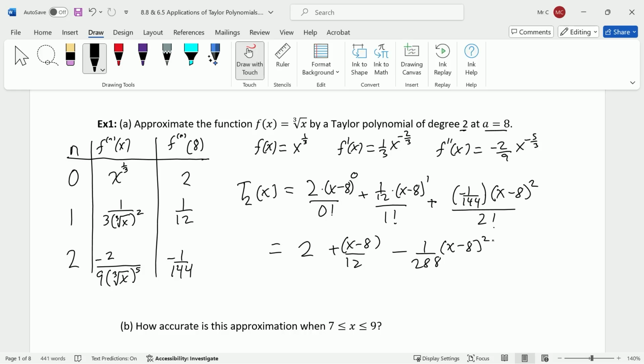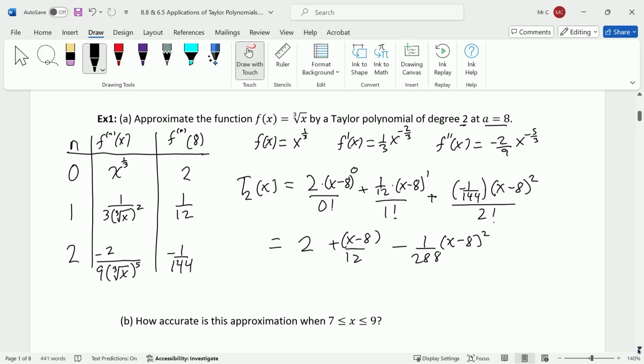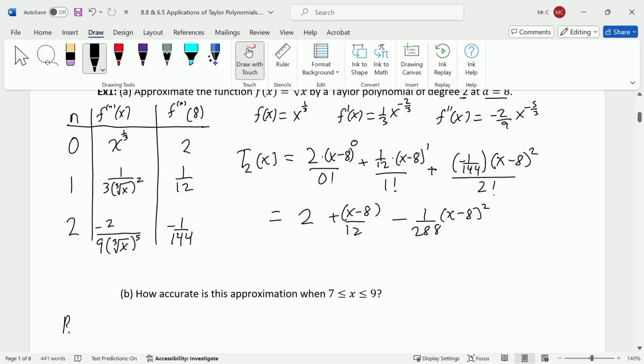So now we ask ourselves, how accurate is this approximation when x is between 7 and 9? So recall that for the remainder formula, all right, we want to know, okay, what's the absolute value of the remainder? Well, our remainder formula is the n plus 1th derivative, so in this case it'd be the third derivative of x, I should say of z, times x minus 8 to the third power over 3 factorial.